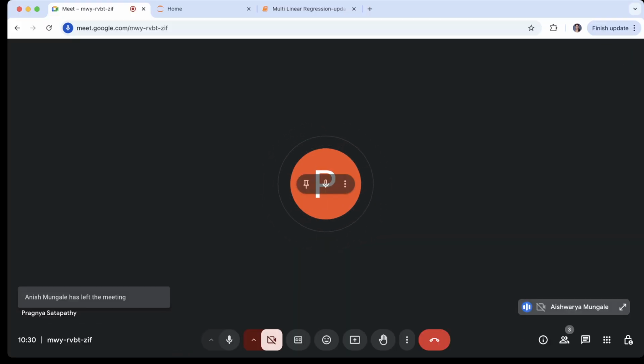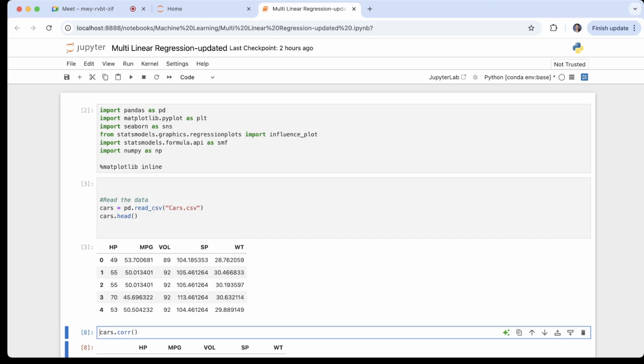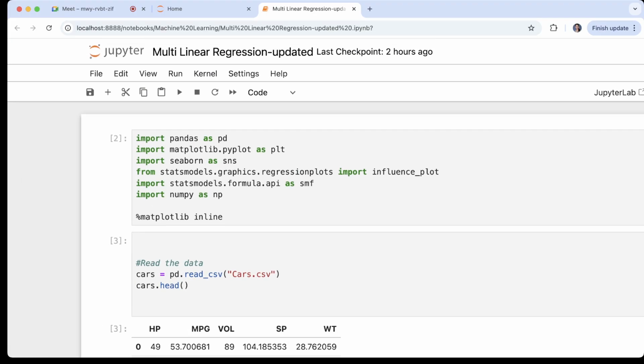So I have posted two files in our WhatsApp group. Can you download those two? We will just quickly see how to write the code for it, then we will be done. So there are two files: one is the multilinear regression notebook and another is the cars.csv data.